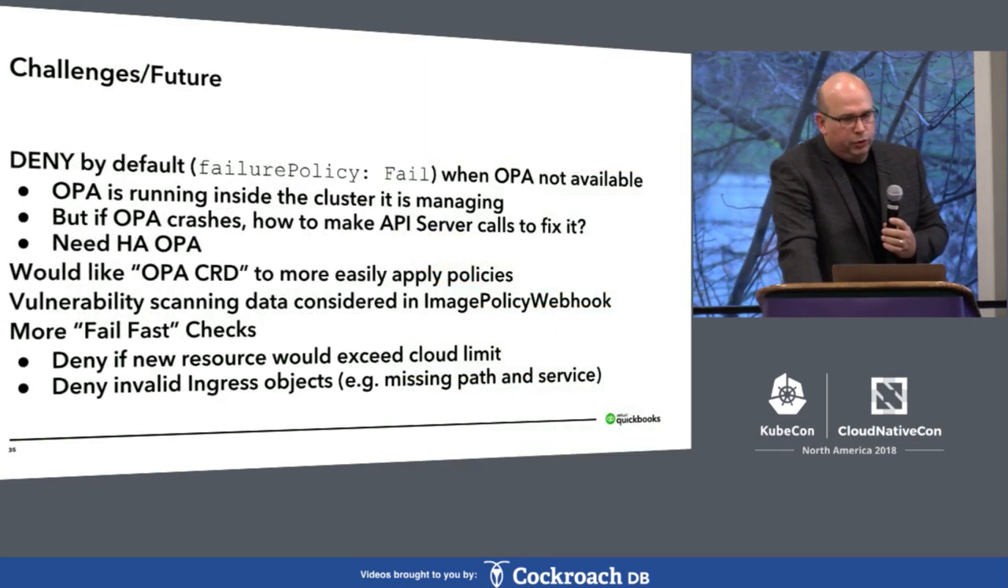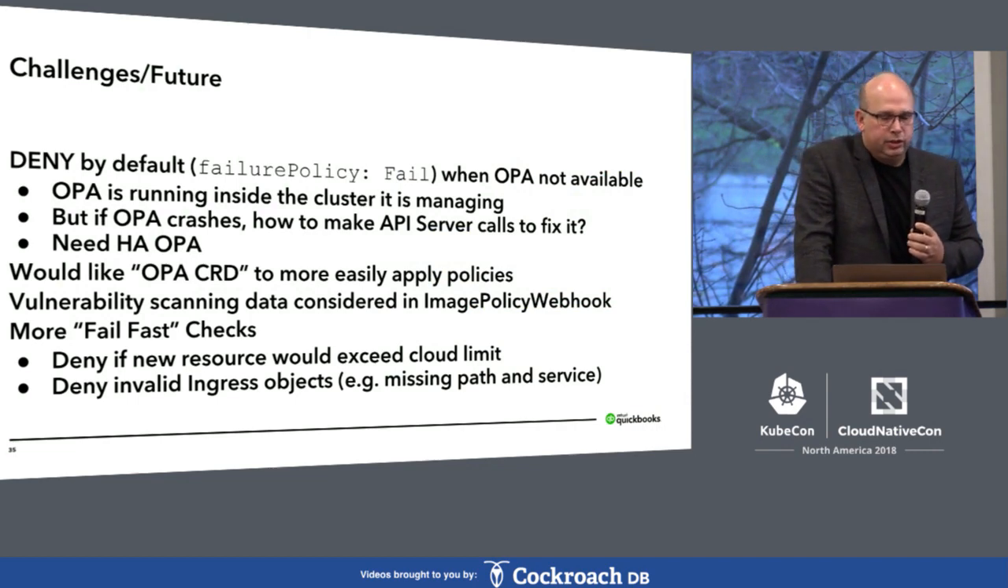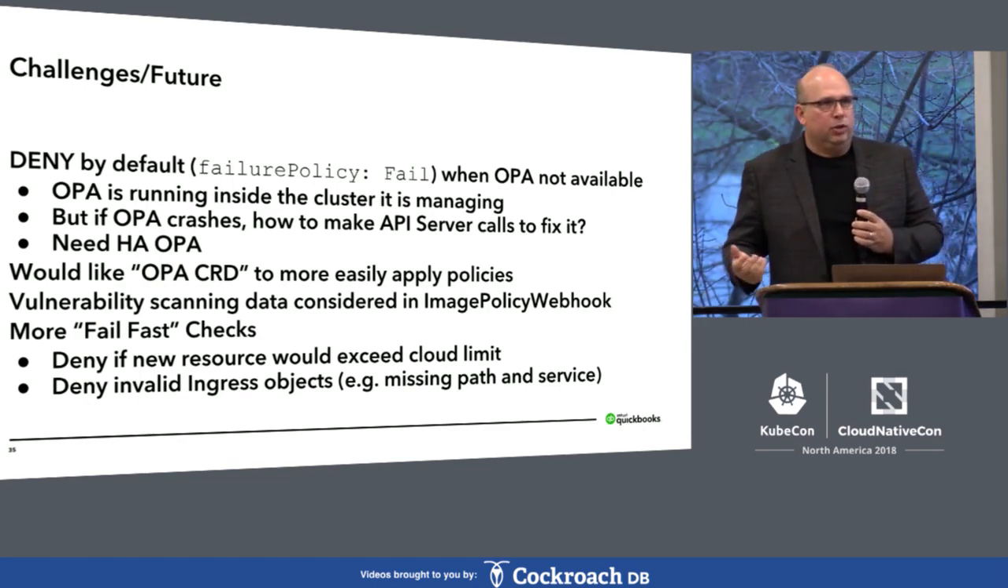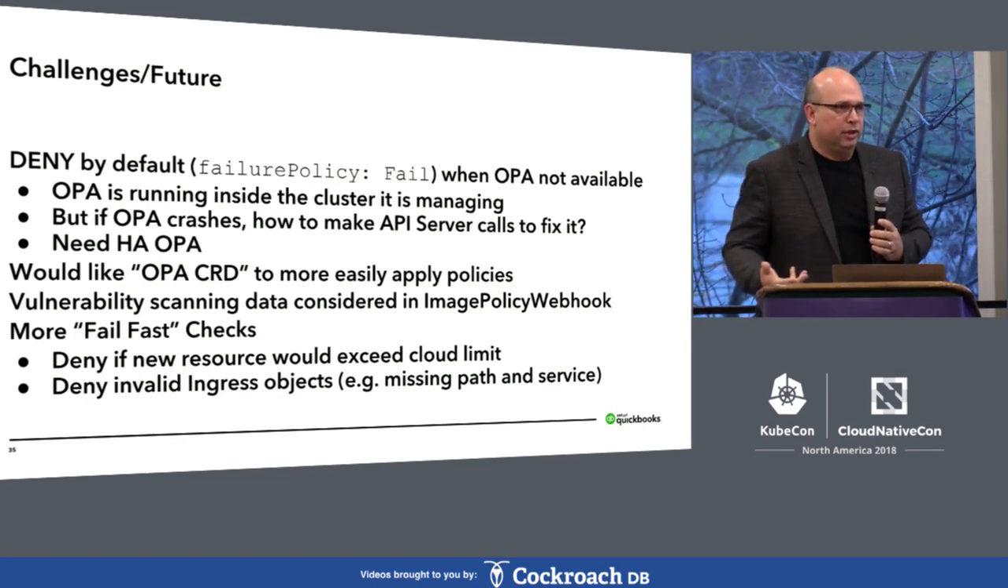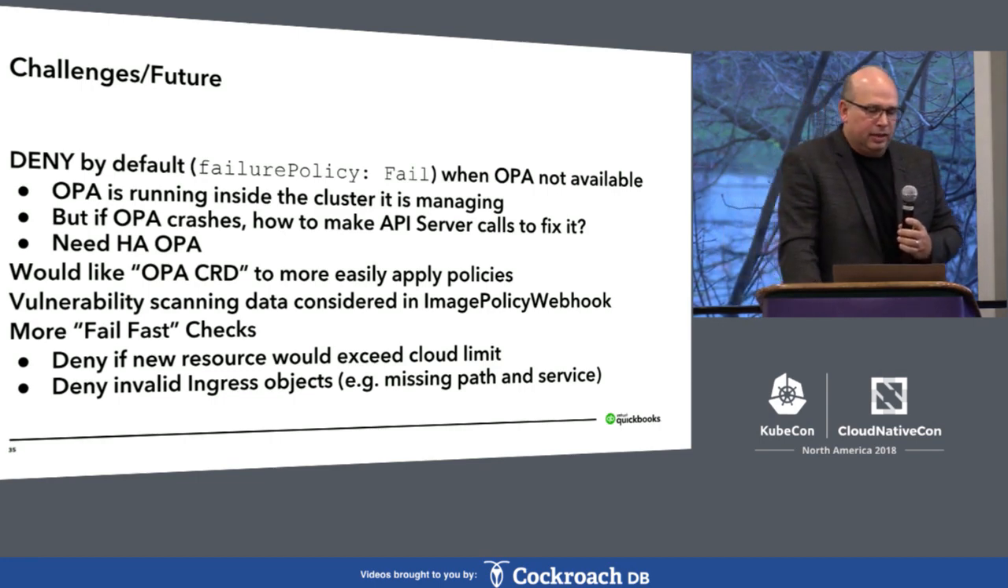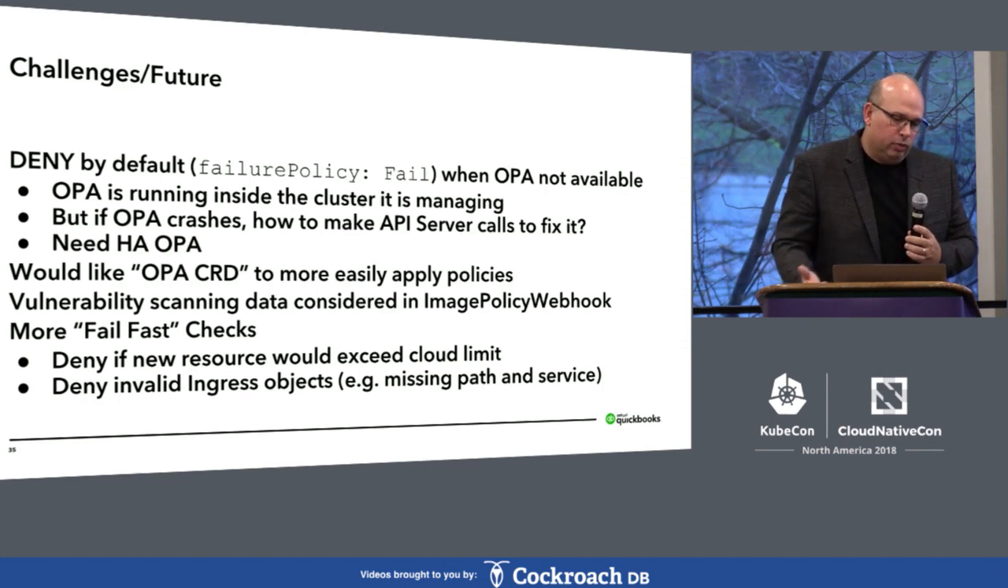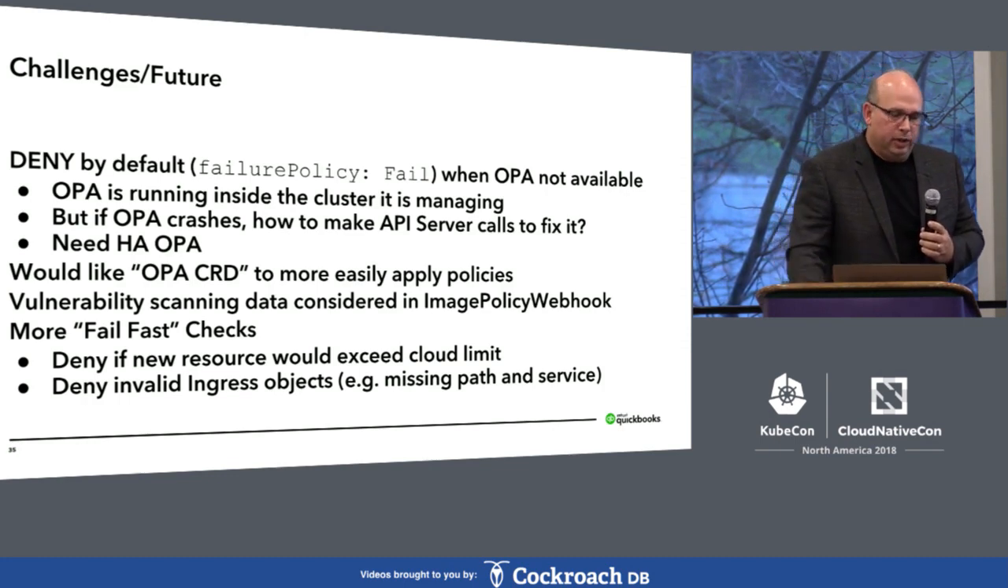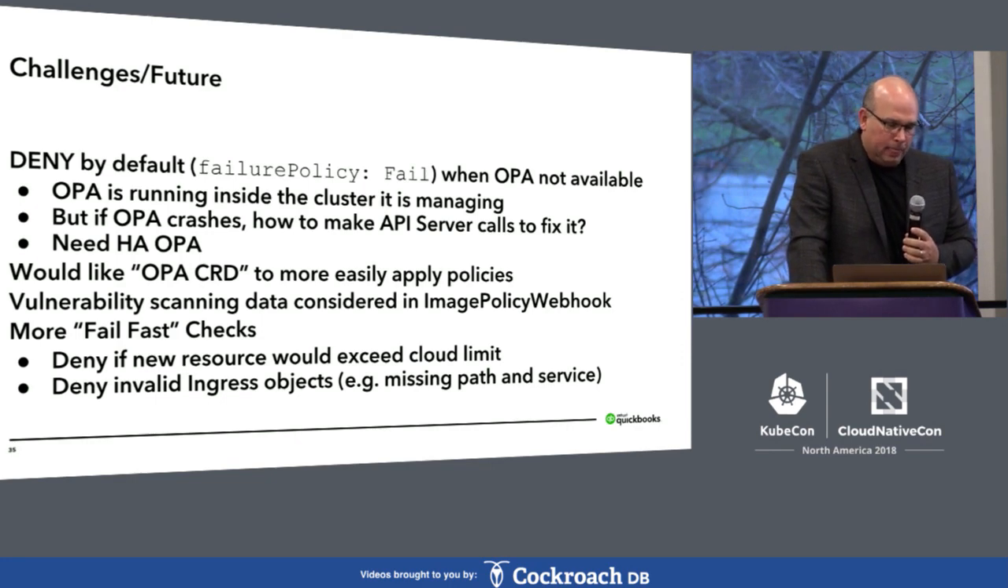Some challenges and future direction for us. What we'd really like to do is deny by default all API requests if OPA is not available, so really lock down the server. But there's a chicken and egg problem there. If OPA is not available, then you want to fix OPA by doing something through the API server. So how do you do that, right? That's the challenge that we still need to work out. But really, we need to have OPA running in an HA, high availability environment.